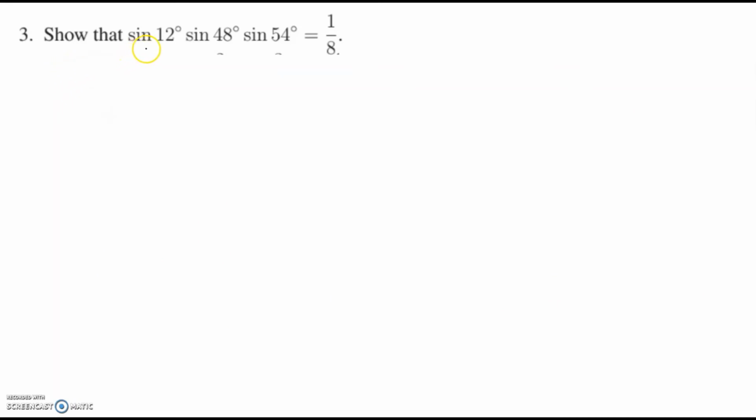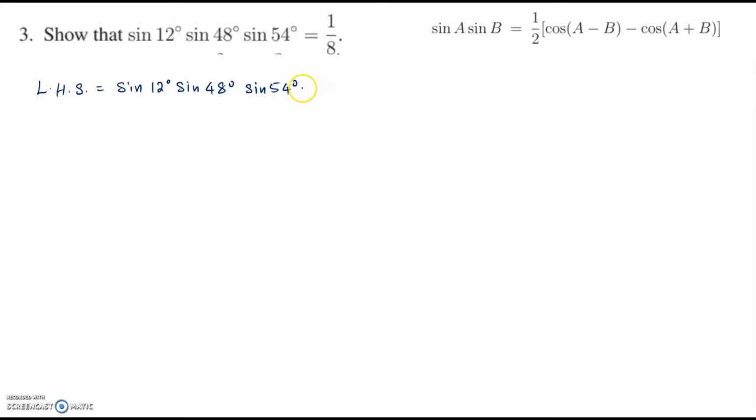Question number 3. Show that sine 12 degrees, sine 48 degrees, sine 54 degrees is equal to 1 by 8. So let's take the left hand side here. That's equal to sine 12 degrees, sine 48 degrees, sine 54 degrees. Now the formula that we'll be using is sine A sine B is equal to 1 by 2 into cos A minus B minus cos A plus B. So let's take the first two terms and apply this formula onto it.